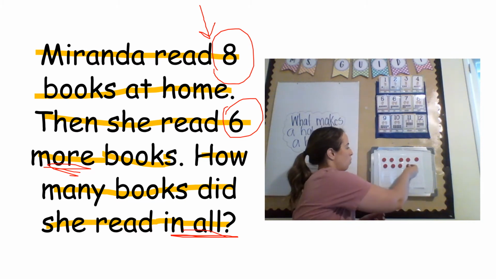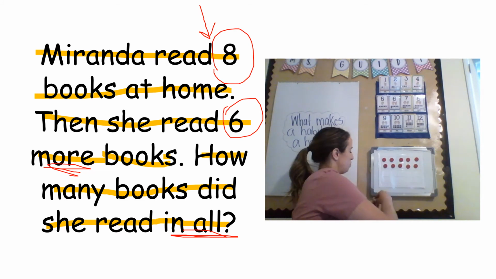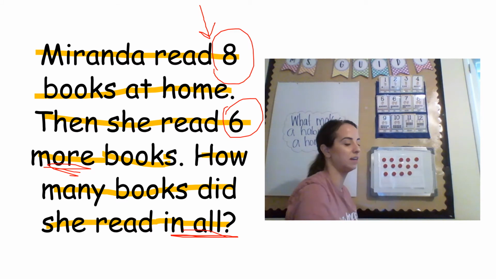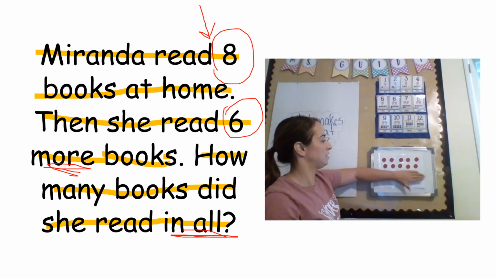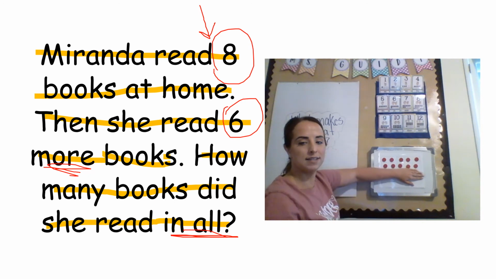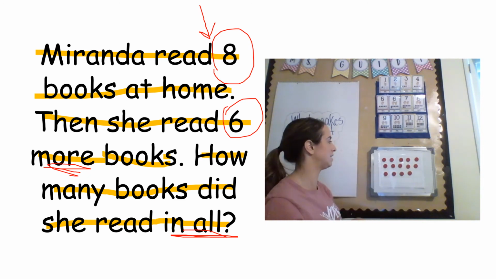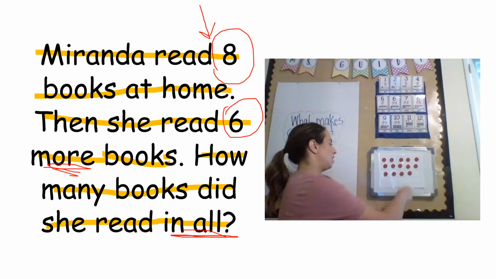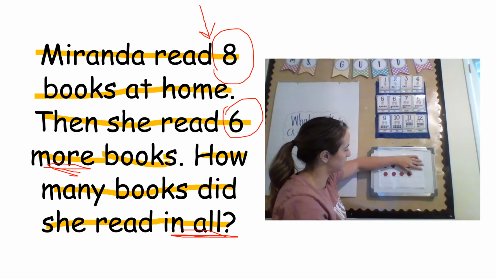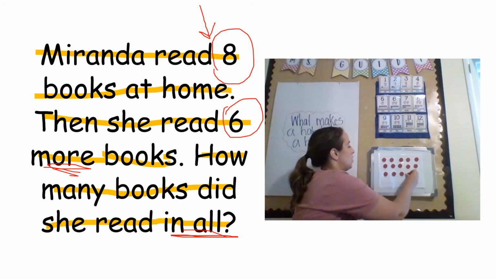6 more. 1, 2, 3, 4, 5, 6. I'm going to use myself for a second. 6. Okay. All right, so if I subitize my top, I know it's 10. I'm going to count on from 10. 10, 11, 12, 13, 14. All right. Oh, I also know if I subitize this, it's 4. So 10 and 4 is 14.